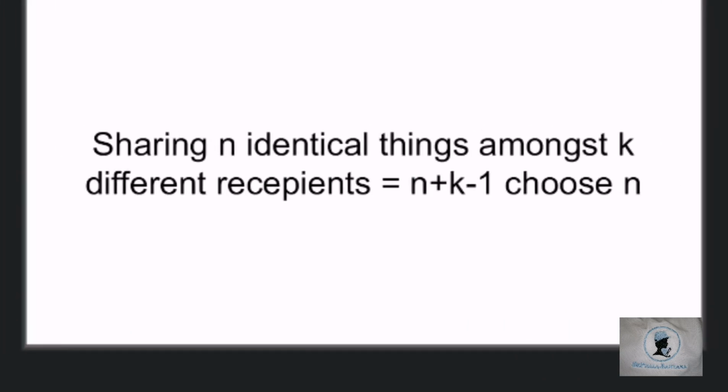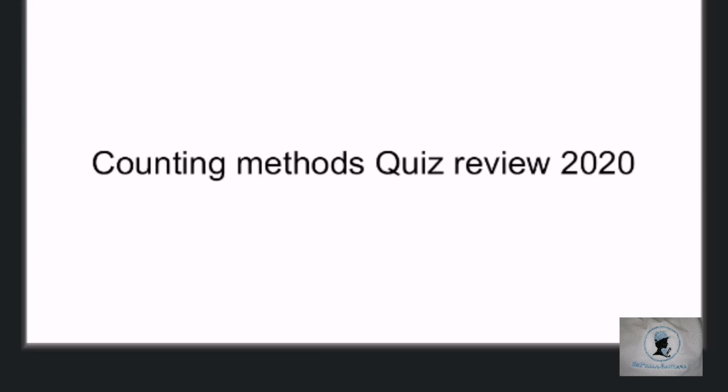So when sharing n identical things amongst k different recipients, you have to use the sharing formula, which says n plus k minus 1, choose n.